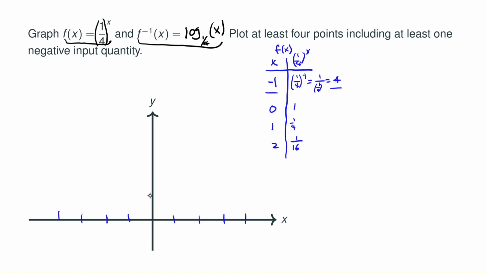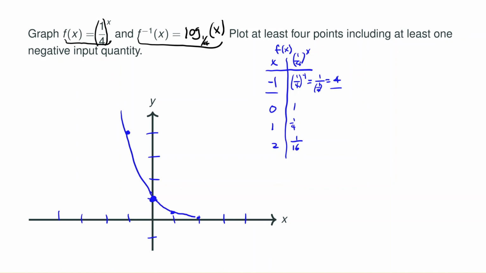Increase one at a time. So when x is negative 1, y is 4. When x is 0, y is 1. When x is 1, y is 1 over 4. So here's halfway, maybe half of halfway right here. When x is 2, it's even smaller, right? 1 over 16 is barely above the x-axis. So I plot these.